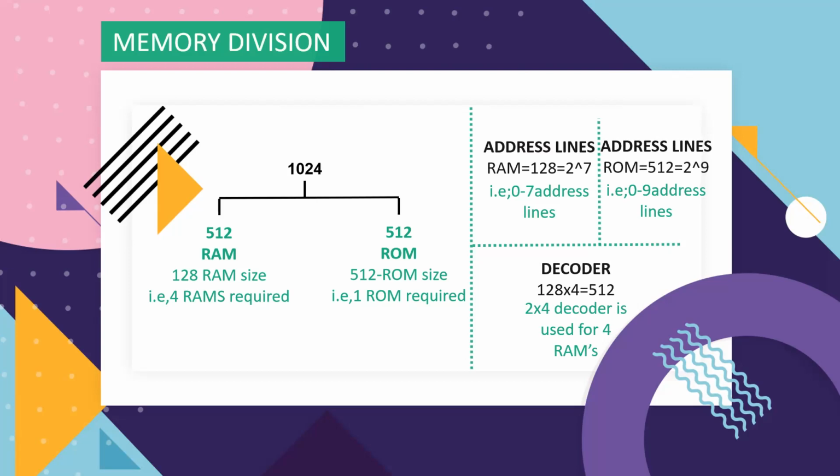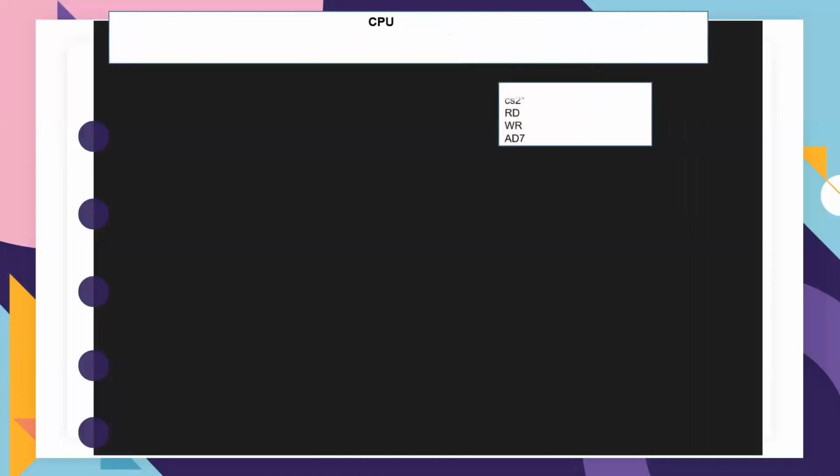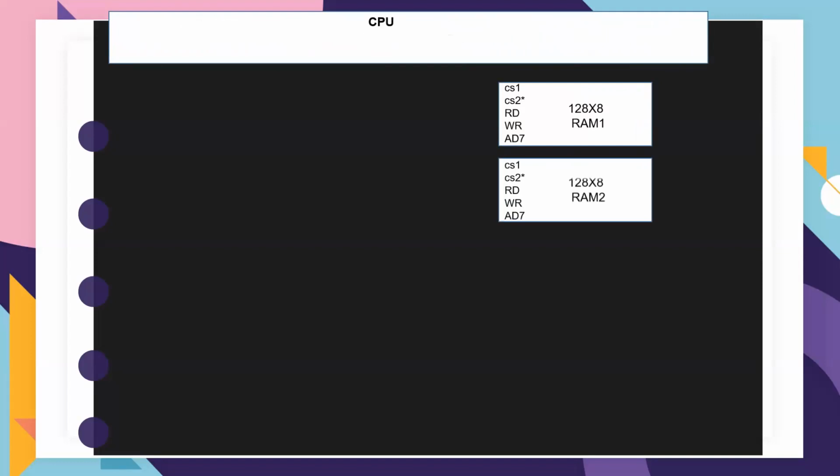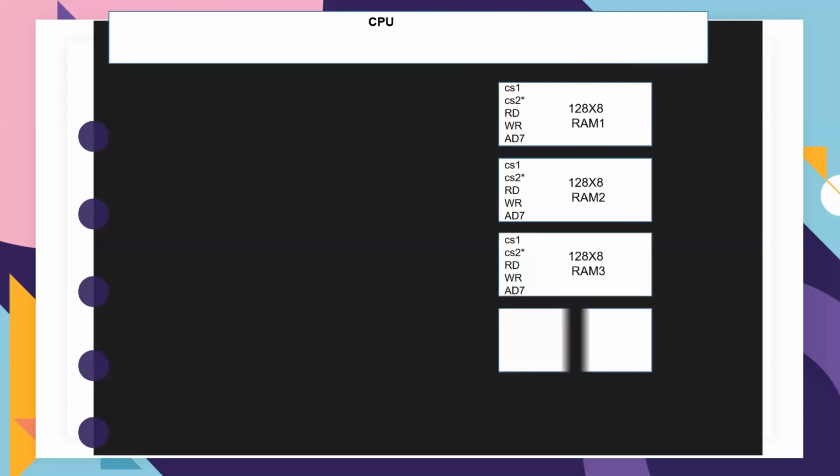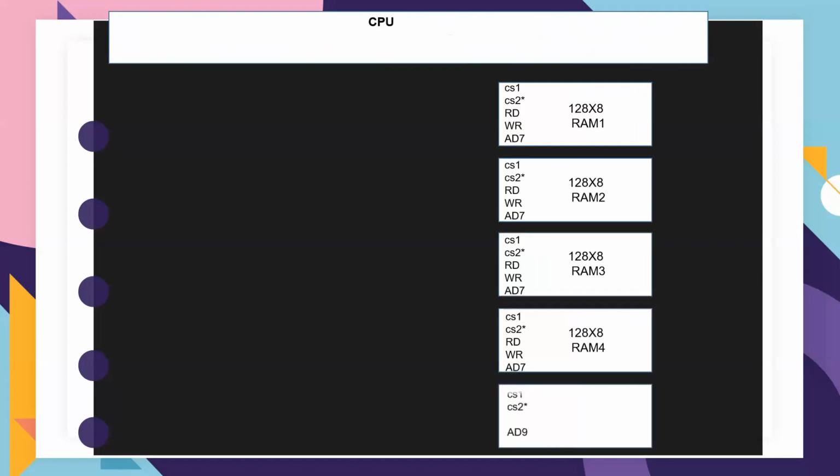This is the memory division and the size division of the 1024 memory connection with the RAM chips and ROM chips to the CPU. Now coming to the construction, it consists of the CPU, 4 RAM chips of 128 x 8, and 1 ROM chip of 512 x 8.